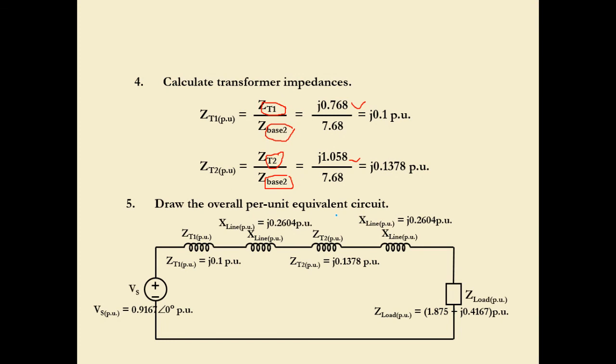All right, now draw the available per unit equivalent. We have done with all the SI transformation or equivalent PU. Now we have VS, we have ZT1, the transformer 1 impedance, the first line impedance, the second transformer impedance in PU, as well as the line impedance of the second line, as well as the load impedance. All together are connected in series. This is the closed loop. We can simply understand how to represent.